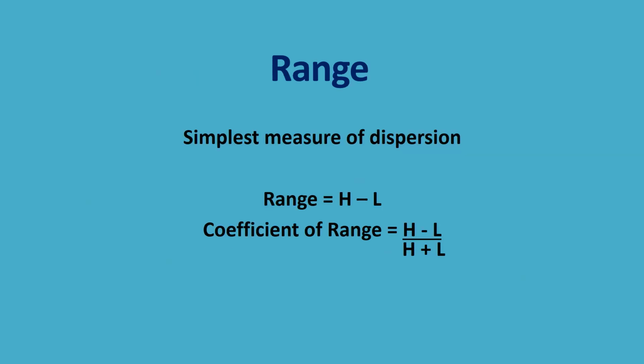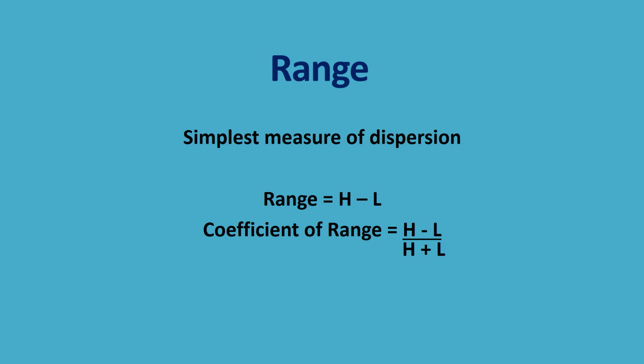The range is the simplest measure of dispersion. It is the difference between the highest value and the lowest value of a series. That is called range. It is defined as the difference between the two extreme items of the distribution.